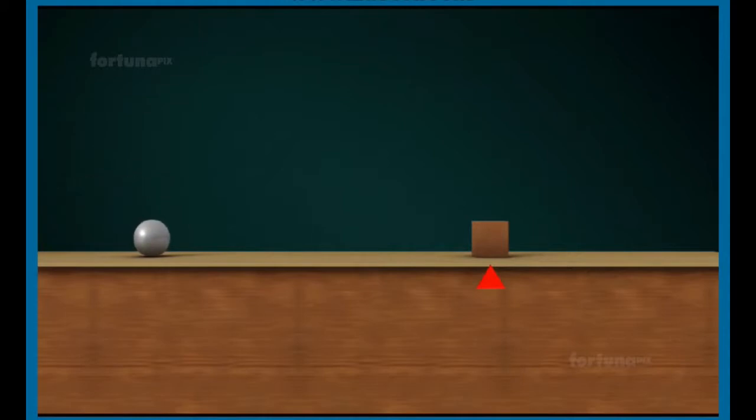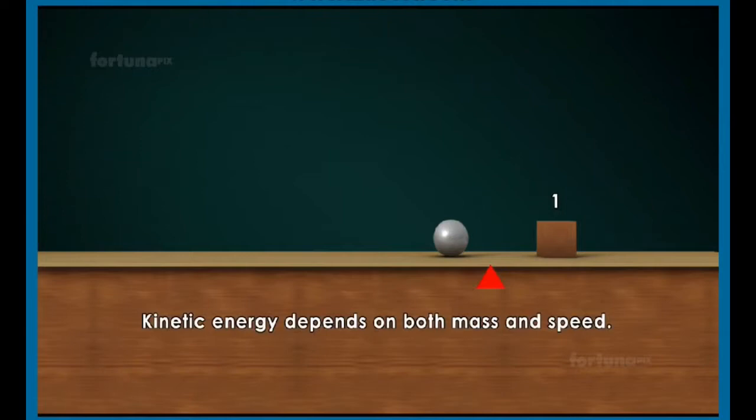Let's consider a smooth round ball. If we push the ball a little, it will be set in motion. The rolling ball, by virtue of its motion, is capable of doing work. Here it hits an object, such as a small wooden block, pushing the object a bit beyond its initial position. The energy of this moving ball is its kinetic energy. An object's kinetic energy depends on both mass and speed.